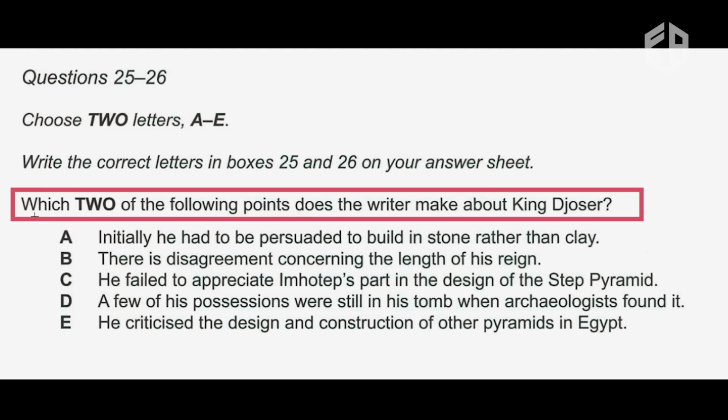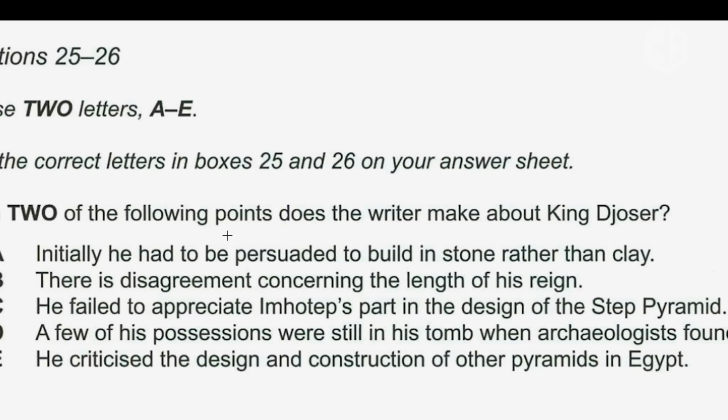A lot of times people do not focus on the question and then they jump right into the options and then make a choice based on what they find in the text. They are never able to find out what went wrong. So let's get to the question. It says, which two of the following points does the writer make about King Yoser? So remember, we are looking for 2 points that the writer is making. So we have to understand it based on what the writer said about this King Yoser.